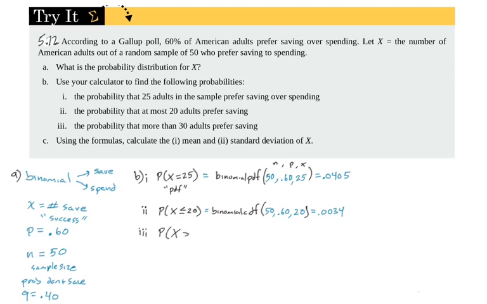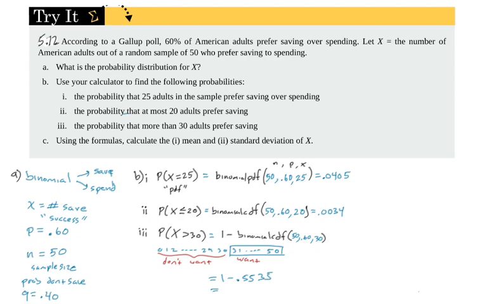And then for part 3, we want more than 30. So more than 30 here. And so that means we want 31 and above. So that's what we want. We don't want the bottom case. But our calculator only knows how to calculate the bottom portion, so we're going to have to use our complement. So this is going to give us 1 minus the binomial CDF, and again, still CDF because it's cumulative, of 30 in this case. So that gives you 1 minus 0.5535, which is 0.4465.